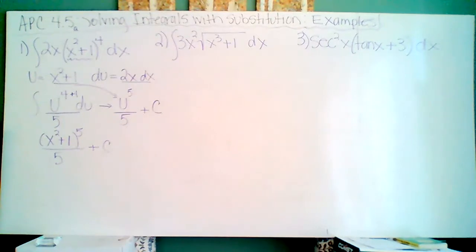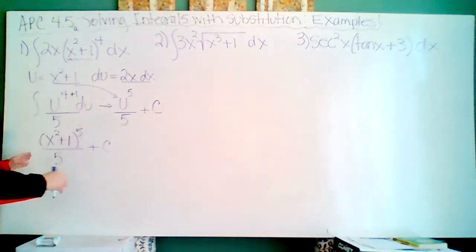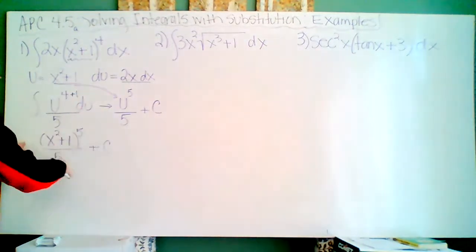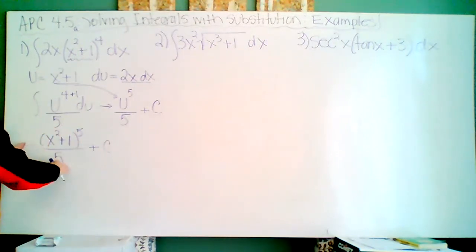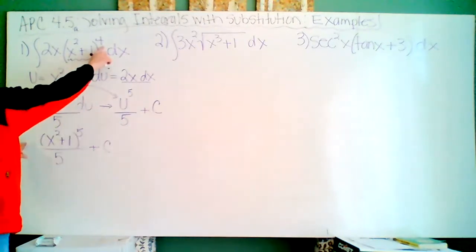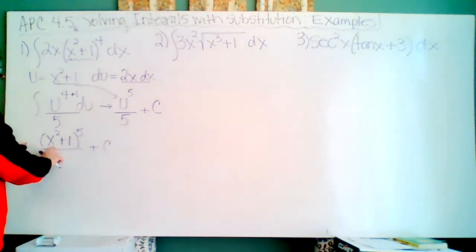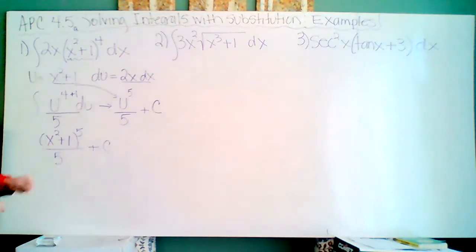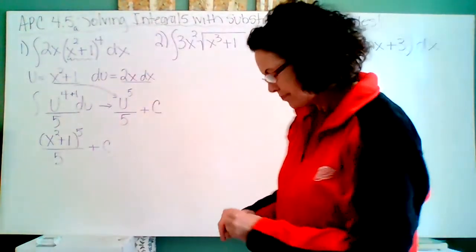Now, how do I know if I'm correct? I know I'm correct because if I take the derivative here, I get this expression back. Take a look. If I were to take the derivative, I would bring the 5 out front and multiply it, and it would cancel. I would reduce the exponent by 1, so it would be a 4. And then, of course, by the chain rule, I would multiply by the derivative of the inside function, which would be a 2x. And I would have the correct expression back.